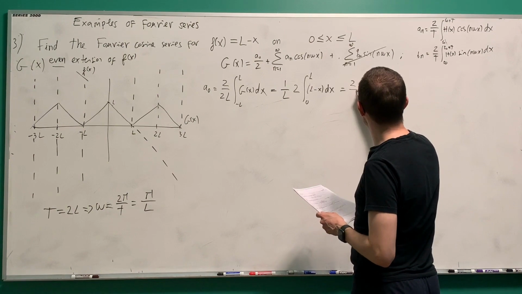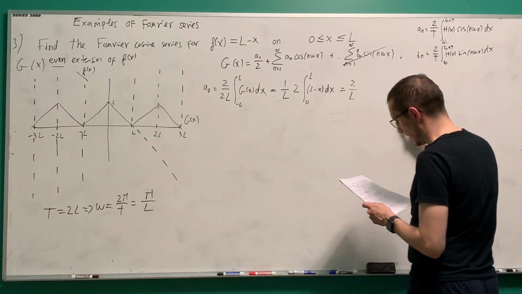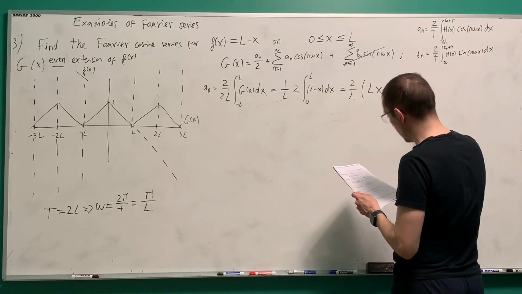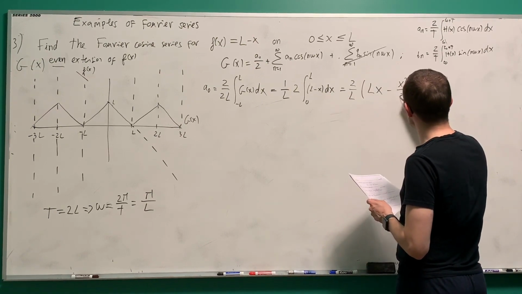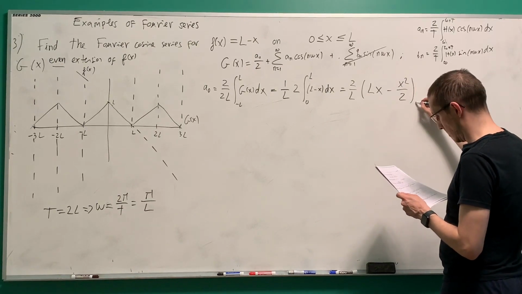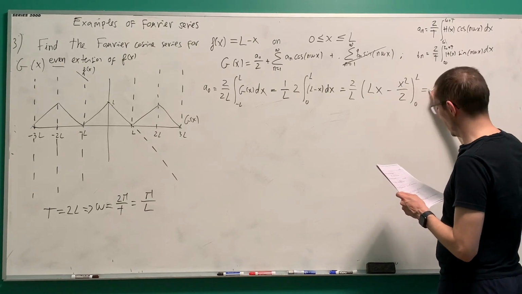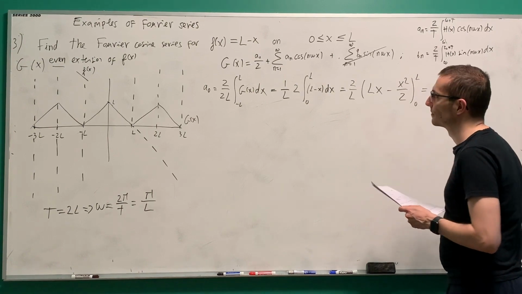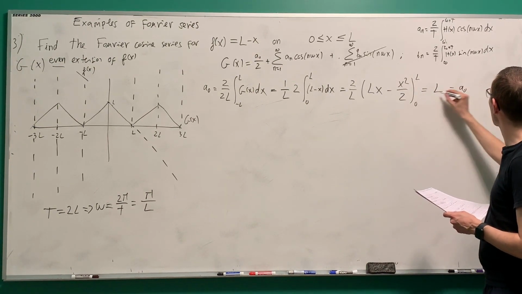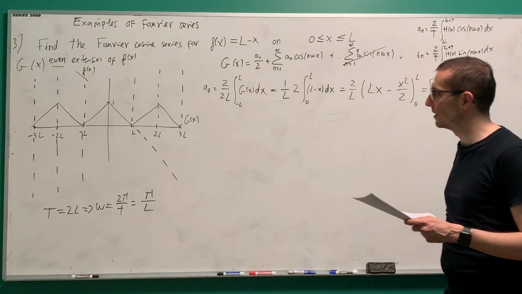dx. This is 2 over L, all right? And then I get L times x from this integral minus x squared divided by 2 from the integral of the x, right? That thing is evaluated from 0 to L. If I evaluate it, what I get in the end is L, all right? So very simply, A0 is equal to L. We store that value for later.